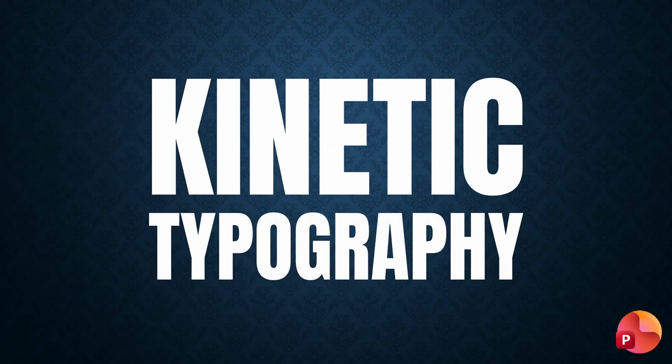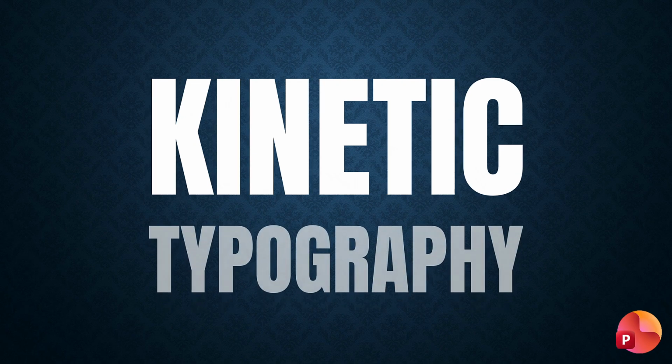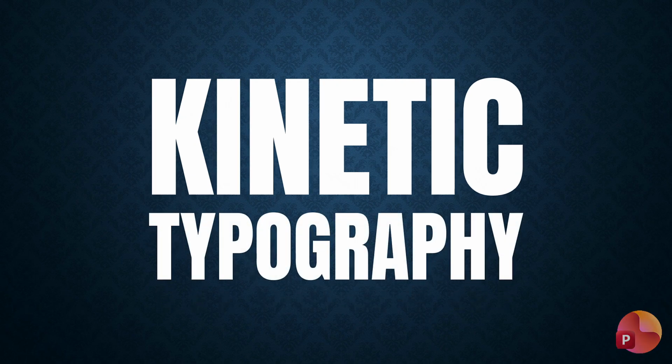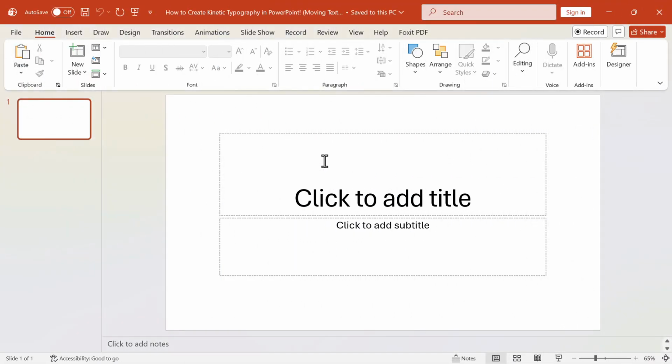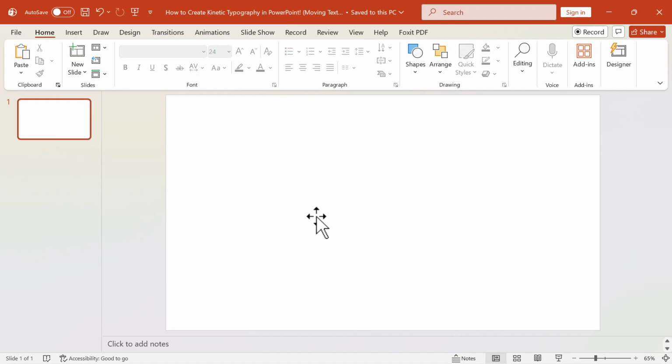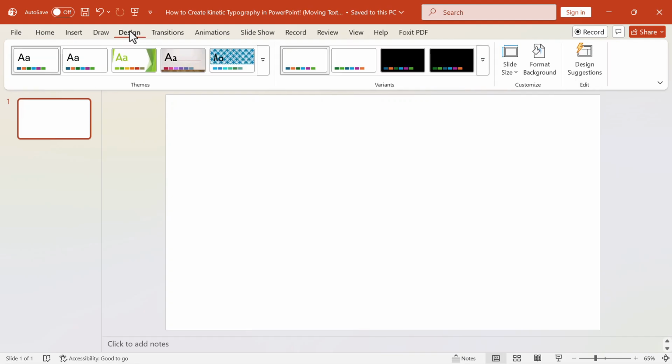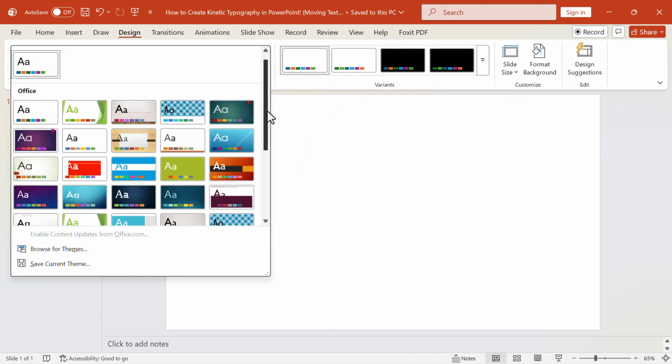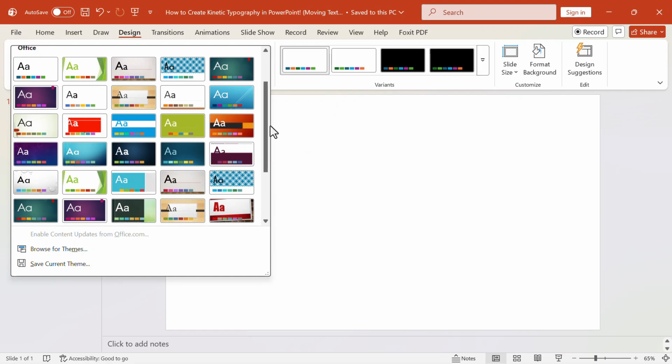Let's make a kinetic typography effect in PowerPoint. Delete the default text boxes from your slide. Now go to the Design tab and choose a background that matches your style.